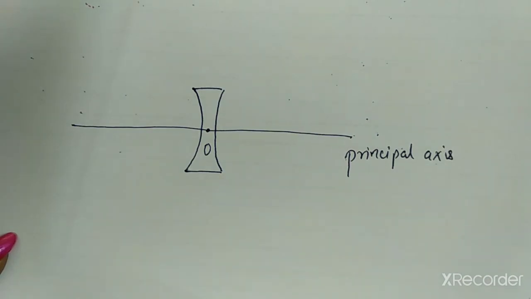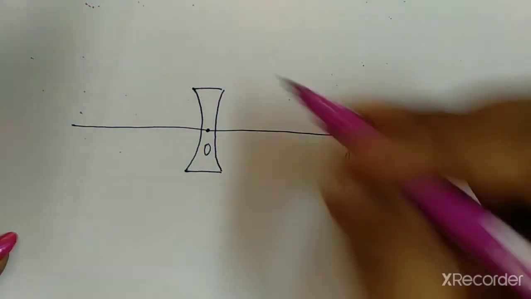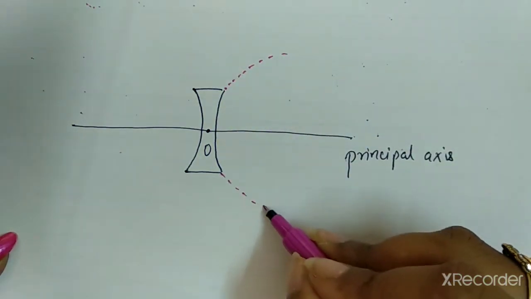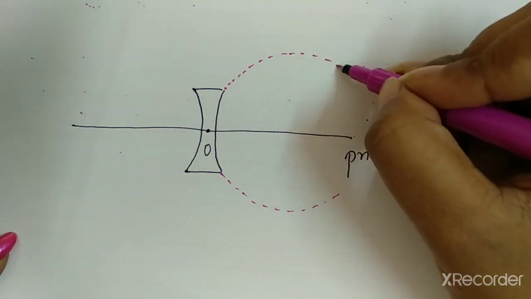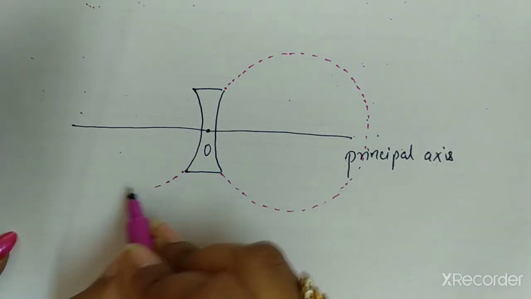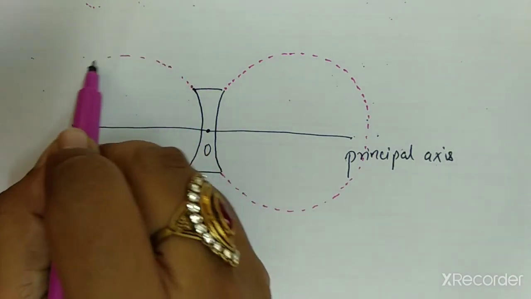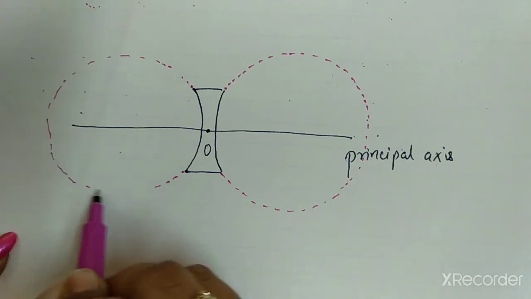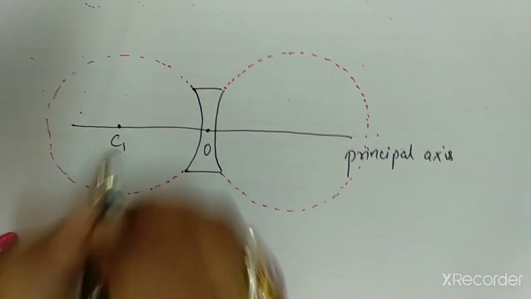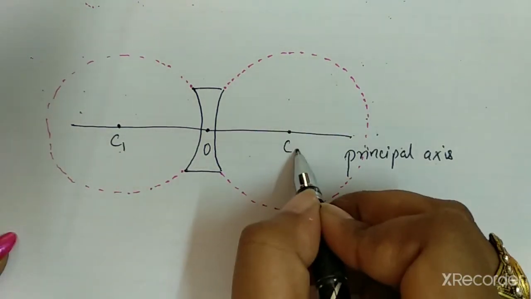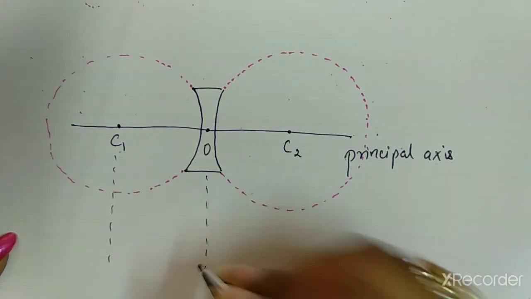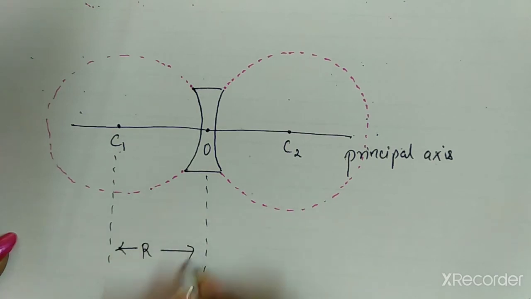Again, for this lens, you can draw two spheres. Like we drew two spheres for the convex lens, I can draw two spheres for the concave lens as well. These are the two spheres, and I will again have two centers of curvature. The center of this sphere is, suppose, the first center of curvature. The center of this sphere is, suppose, the second center of curvature. The distance between the center of curvature and the optical center is known as radius of curvature.